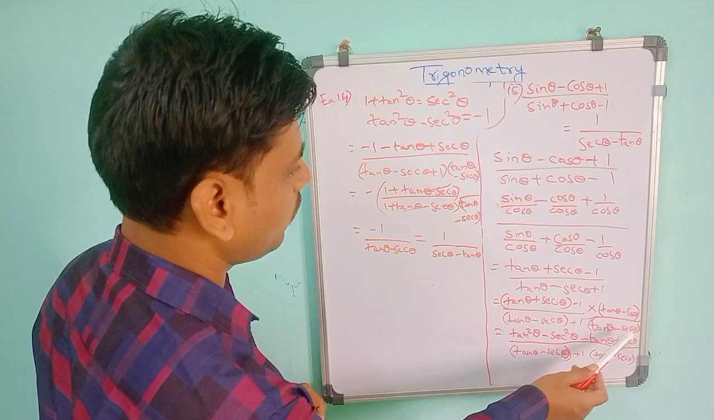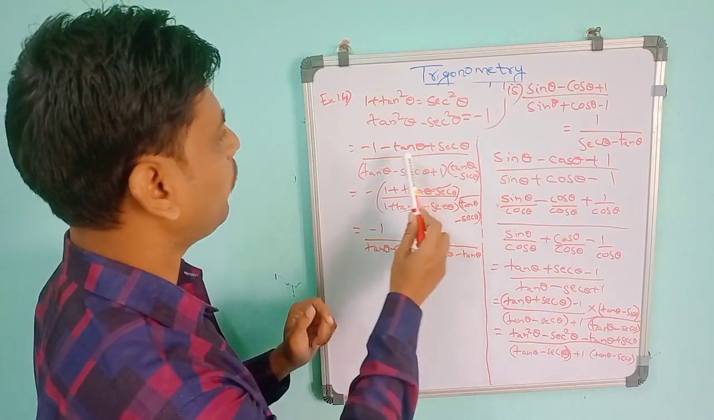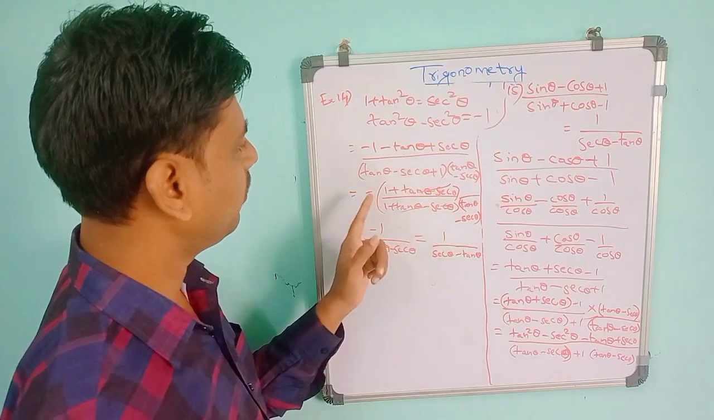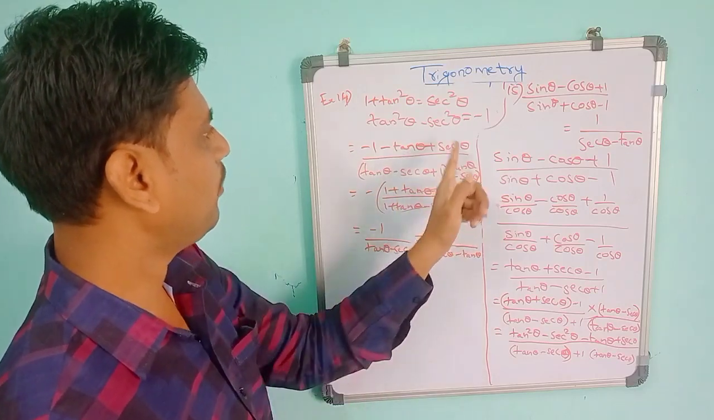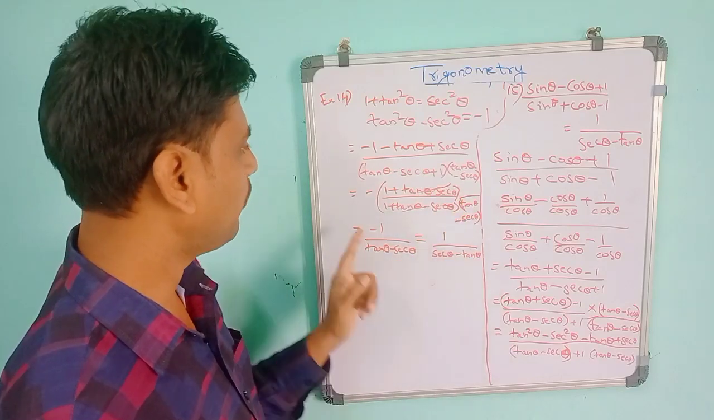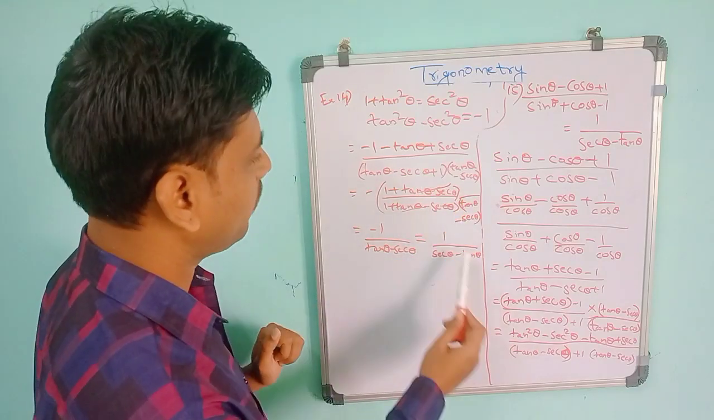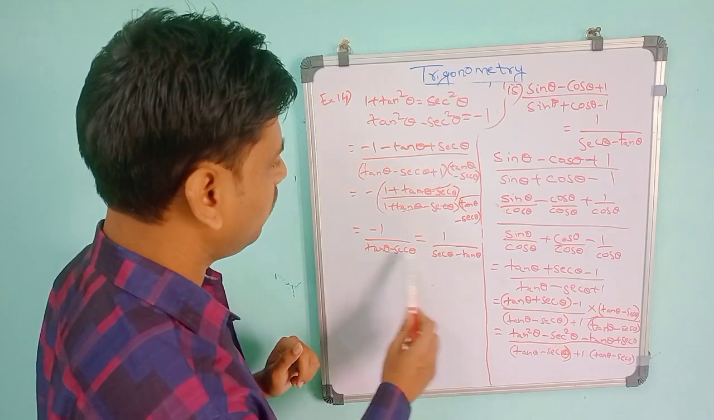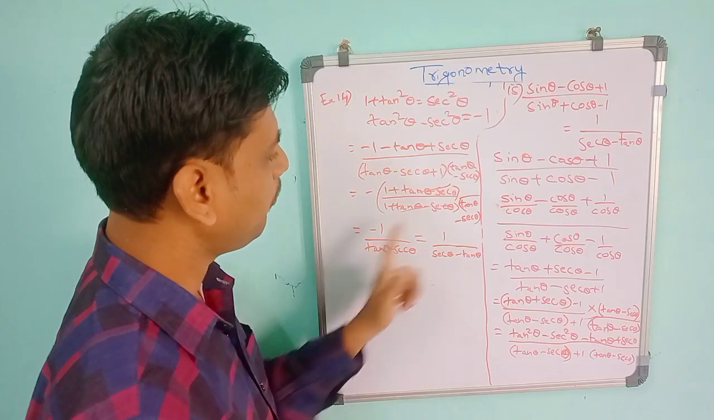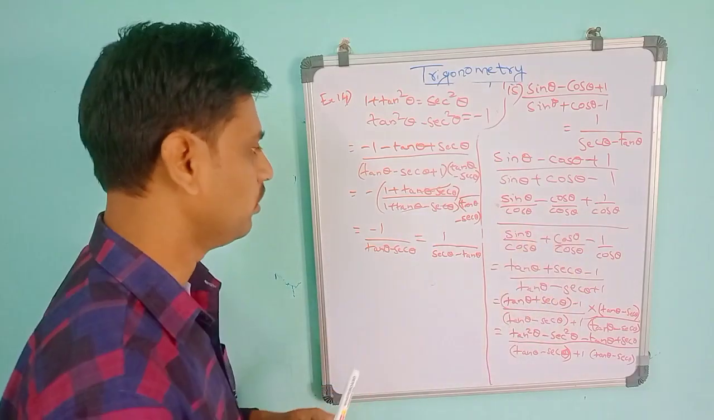If you see the numerator, both are same, only the sign is different. So 1 plus tan theta minus sec theta, both will be same. It will be cancelled. Tan theta minus sec theta: I take minus common. Lastly I will take minus common one more time. This sec theta will become plus sec theta, minus tan theta. So it is proved.